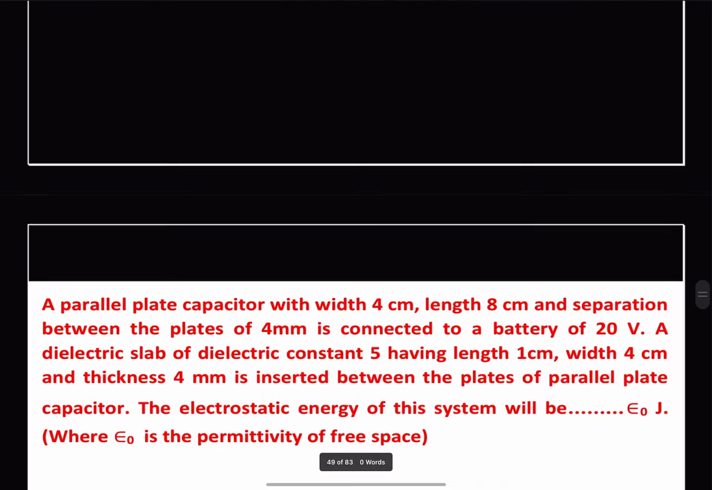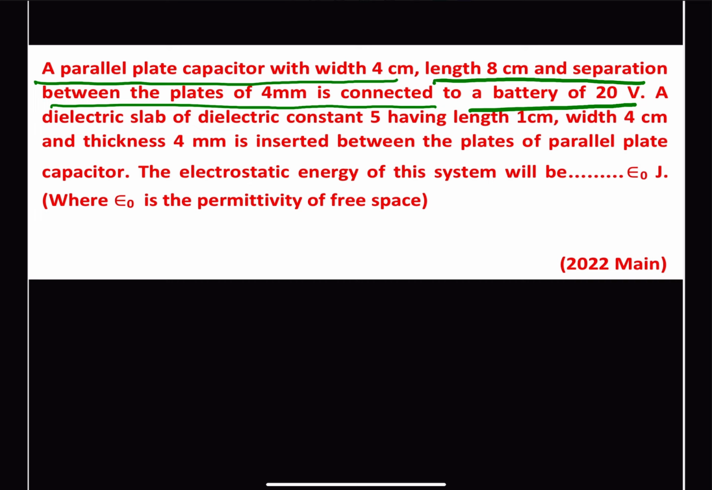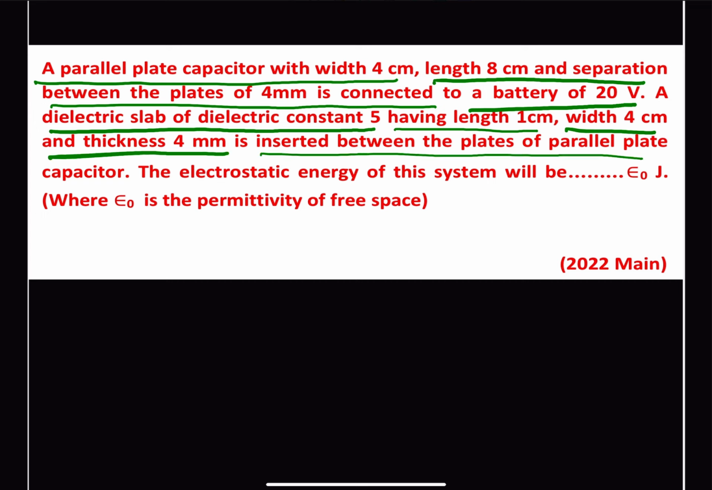Next question. It states that a parallel plate capacitor with width 4 centimeter and length 8 centimeter, separation between the plates is 4 millimeter, is connected to a battery of 20 volt. A dielectric slab of dielectric constant 5 having length 1 centimeter, width 4 centimeter and thickness 4 millimeter is inserted between the plates of parallel plate capacitor. The electrostatic energy of this system will be given as dash epsilon naught. So we have to find out this missing value.